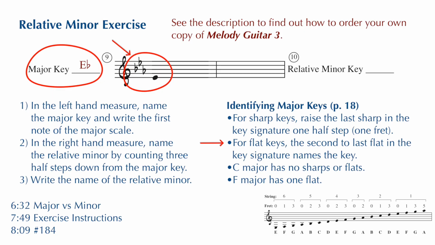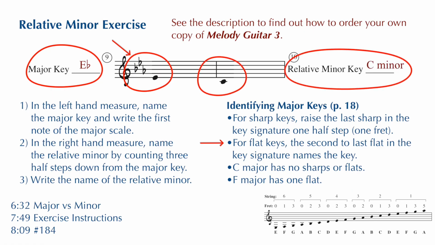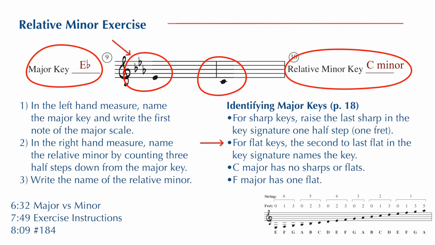To find the name of your relative minor key, start on any E flat and play 3 half steps down, 1, 2, 3. You'll find yourself on a C. So write a C in the measure on the right, and then in the blank on the right, add C minor.